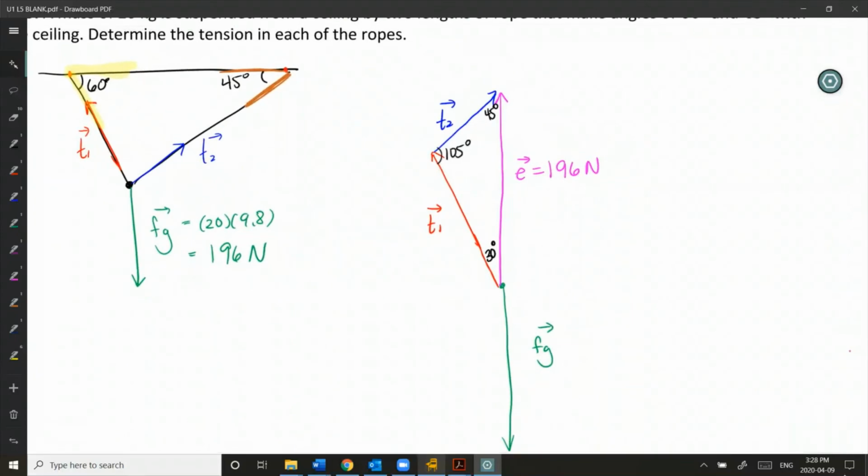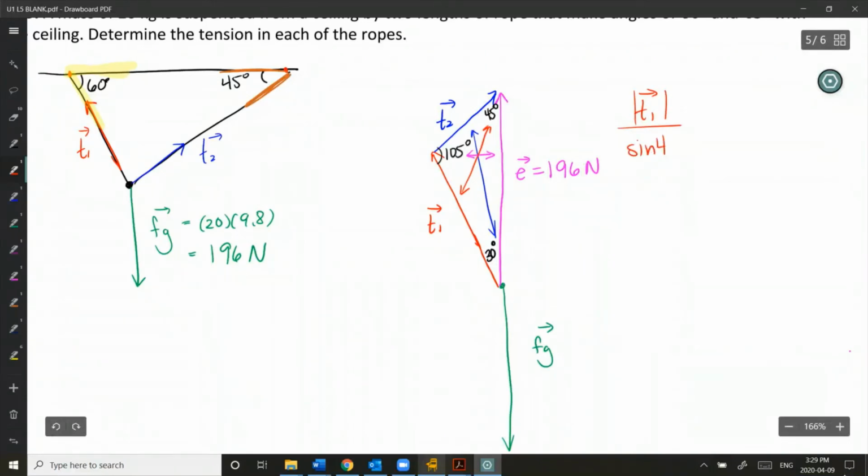Okay, so I have all three angles inside and I have one side. So we should be able to just use sine law with their opposite angle and side measurements in order to find tension 1 and tension 2. Let's start with the first tension. The magnitude of this tension over the sine of its opposite angle should be equal to the equilibrant vector's magnitude over the sine of its opposite angle. And then we're just multiplying up the sine of 45.